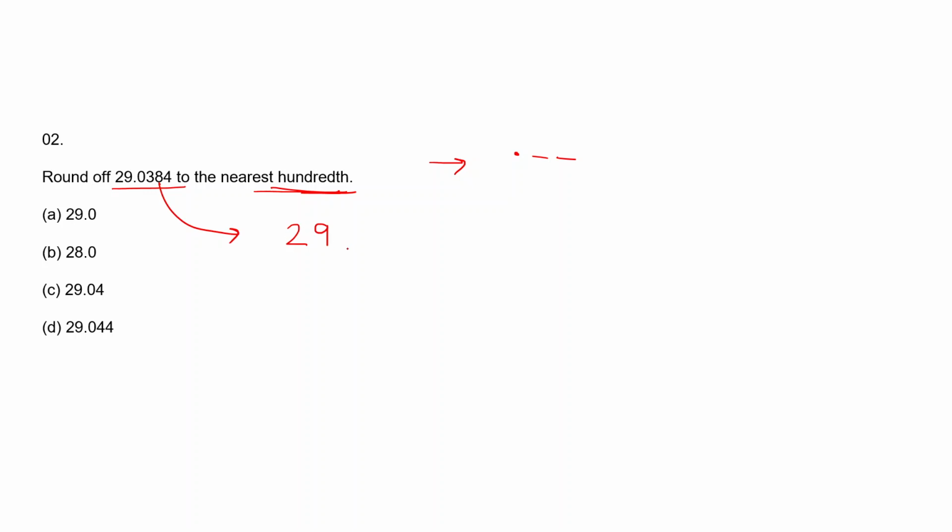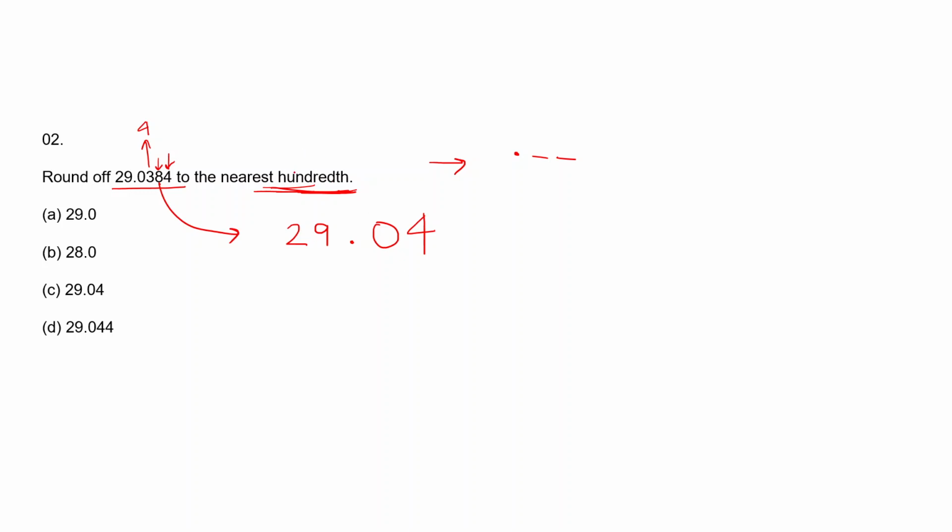The left side of the decimal point will remain as it is, and when we see 4, this is smaller than 5, so it will not change the number 8. Then I'll see the number 8, since it is more than 5, it will change this number 3 to 4. So 29.04 will be my final answer because I have to only round it off to the hundredth digit.